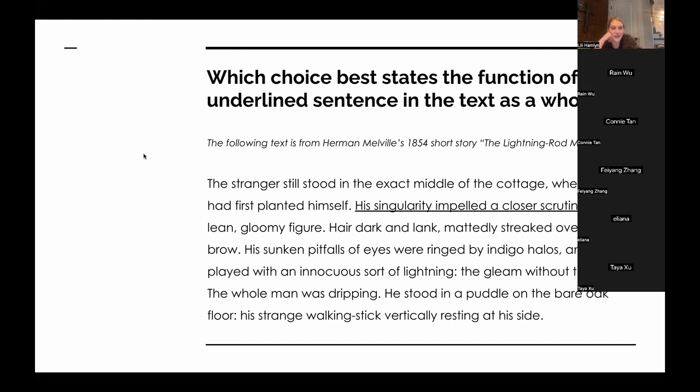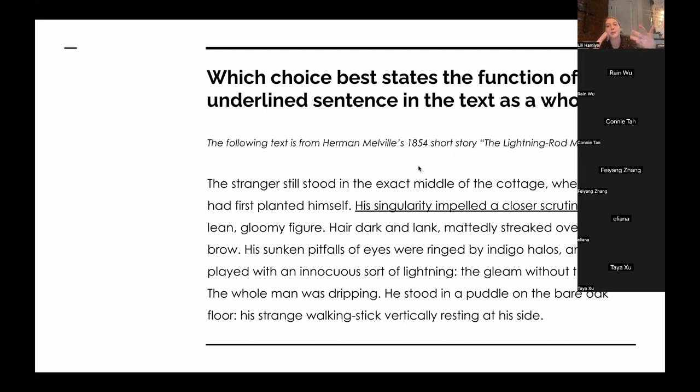All right, perfect. Another kind of question that we often get here is: what is the function of an underlined bit in the text as a whole? In this case, we have this bit where it says his singularity impelled a closer scrutiny. This is also a good example to look at, because it's from a Melville story from the 19th century, so the language is kind of difficult. I mean, even the underlined sentence, right?